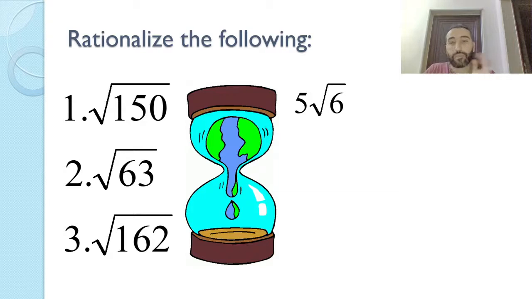Okay, radical 63 equals radical 9 times 7, and radical 9 times 7 equals radical 9 times radical 7. Okay, radical 9 is equal to 3, so it is 3 radical 7. So in the end we write 3 radical 7 and I think it's done.